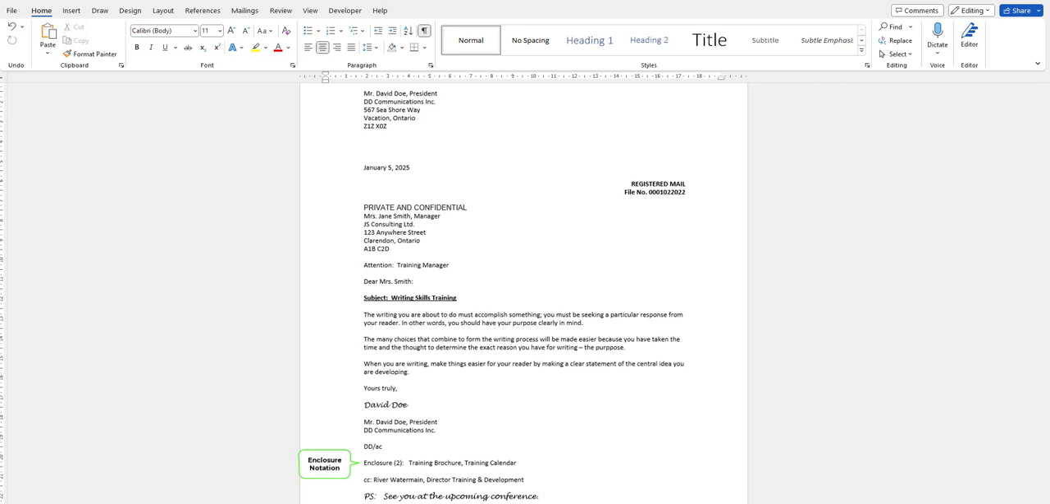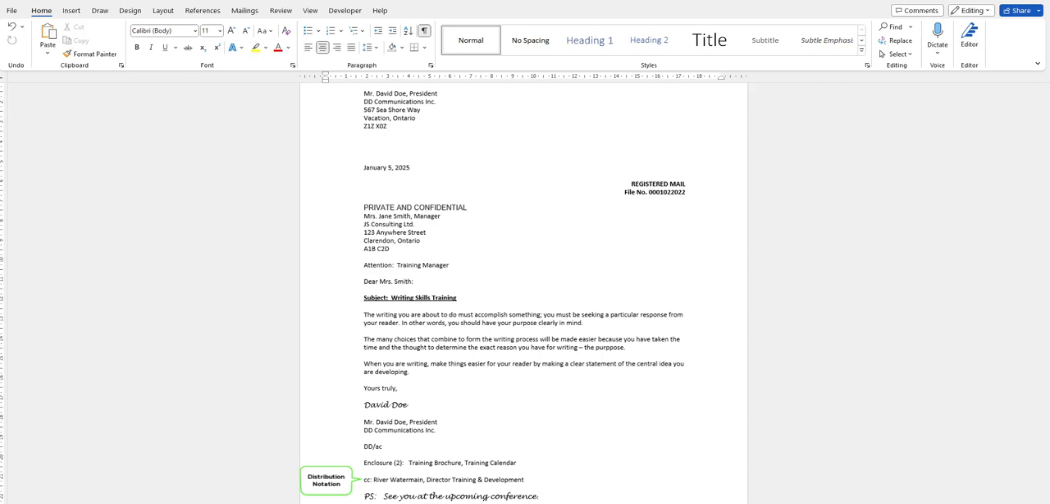The next notation is the enclosure notation. This indicates that there are other documents included with the letter. If you are enclosing or attaching more than one document, place the number of documents in brackets beside the notation. This notation goes one line below the typist notation.